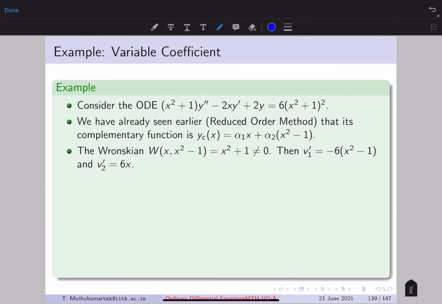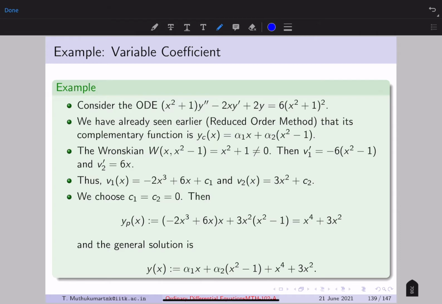So if you use the formula, you get v1 prime is this and v2 prime is this. Okay, and if you integrate, you get v1 and v2. Now you can choose any arbitrary constants c1, c2, it doesn't matter. So this is valid for any choice of c1, c2. We just need a particular solution. So to keep things simple, we can choose c1 and c2 to be 0.